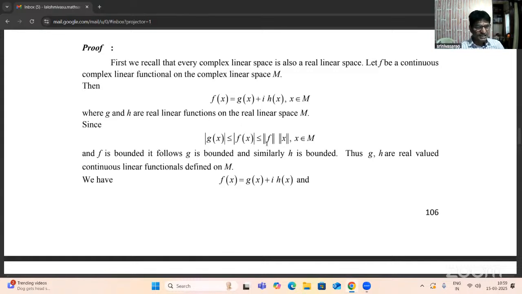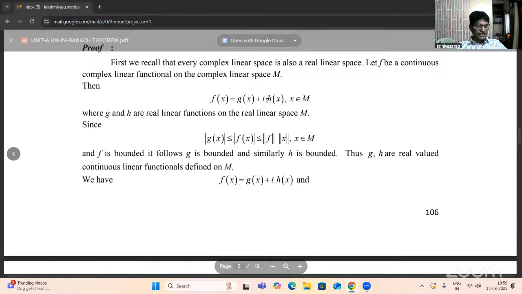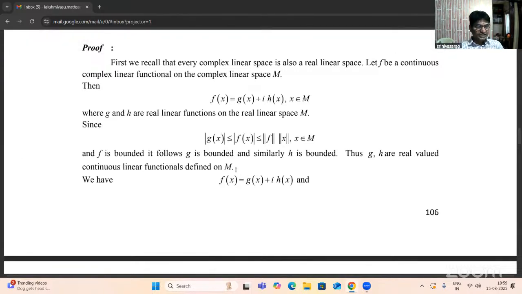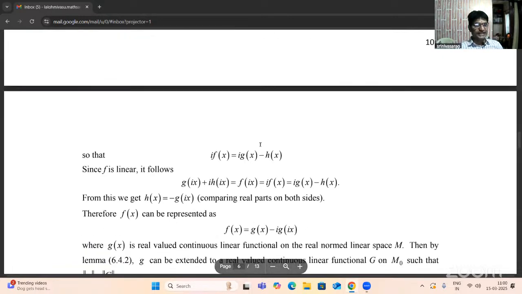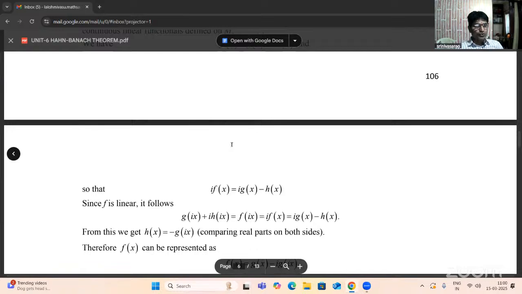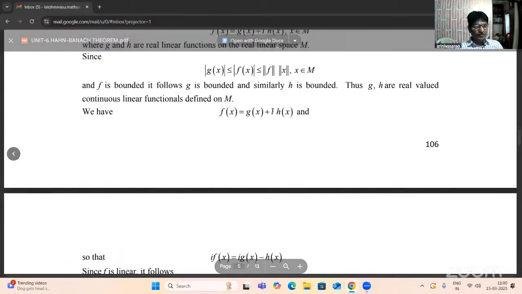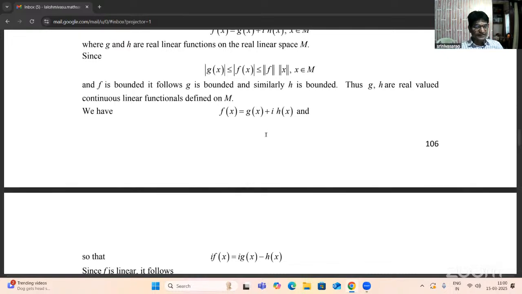So all the functions are bounded here, since it is a continuous linear functional. Now that's why g and h are both real valued continuous linear functionals, because this is the real part and this is the imaginary part. So these two parts are real valued continuous linear functionals defined on capital M. So that's why we have f of x equals g of x plus i into h of x. And again, applying the imaginary unit, i into f of x equals i into g of x, and i into i is i square, and i square means minus h of x.